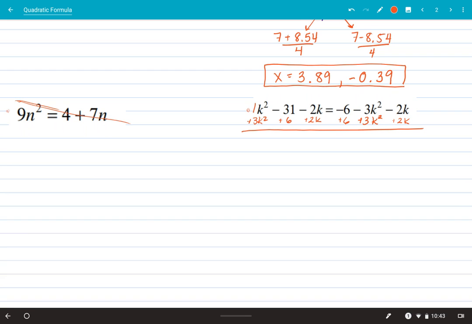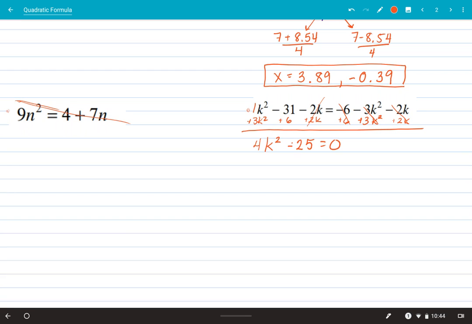So, going to simplify it. I moved all those over so I can cross them off. 1 plus 3 gives me 4k squared. I'm going to do the k's next. Negative 2 plus 2 actually crosses off, so I don't have it. And then I have negative 31 plus 6. Can get negative 25 equals 0.